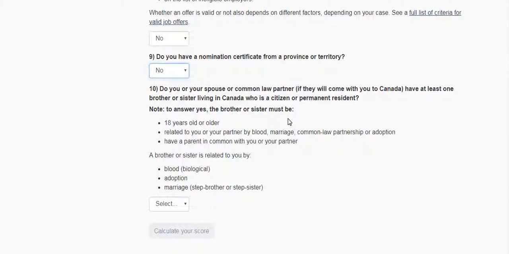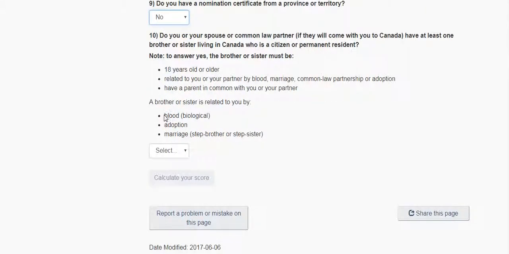Now, do you have a spouse? Do you or your spouse or common law partner have at least one brother or sister living in Canada who is a citizen or permanent resident? You need to look at it, that this relation should be a blood relation, adoption, or marriage. In case you have, you can select yes, and I'll select no.